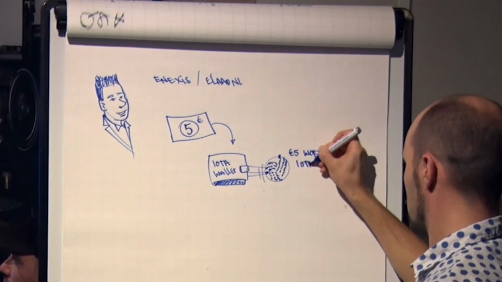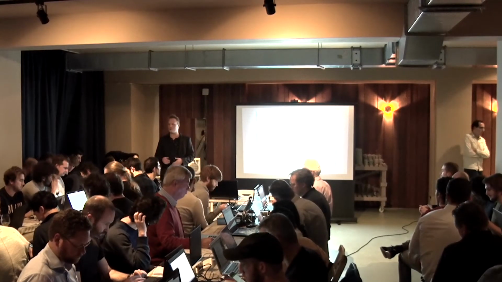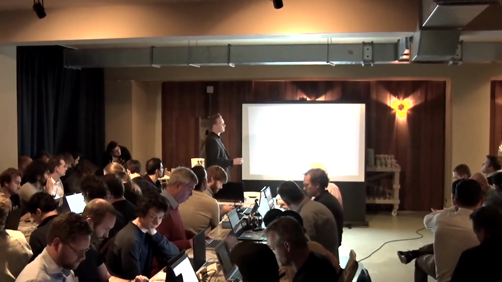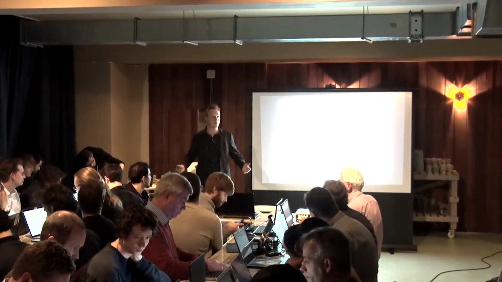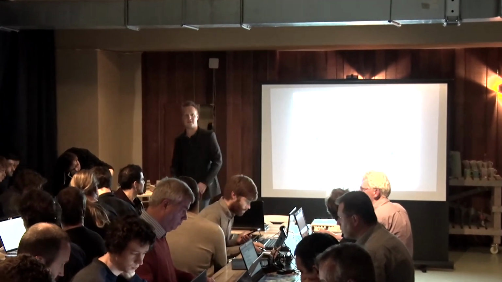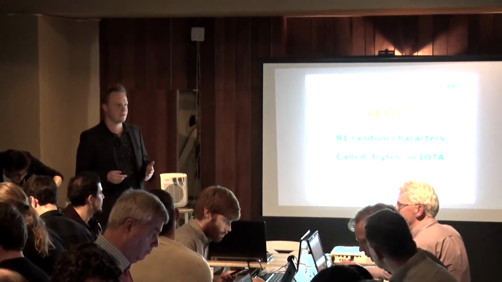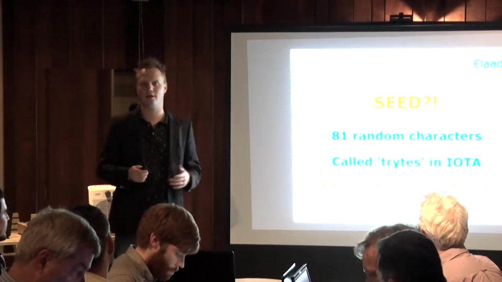And while you guys are doing that, you have to enter a seed soon. So once you install it, it takes some time. You have to enter a seed. And most of you think, what is a seed? What do I need to do with it? What is it actually? Well, a seed is just like some kind of password. So it's 81 characters random. It's called trytes in IOTA.